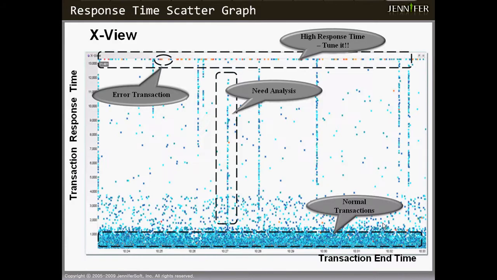A line graph, which is typically used to display the application response time, cannot provide any more information than the average response time of the applications at a given time. A line graph cannot show which service has affected the overall response time of the system, nor by how much. The response time scatter graph, also known as the XView, is unique feature only available in Jennifer. XView shows the response time of individual service transaction for all services, in real time.